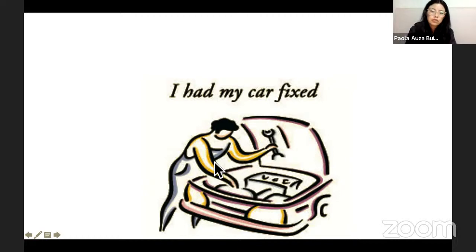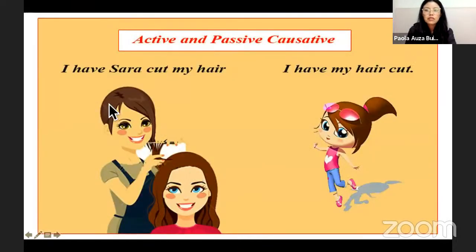Let's see another example. Bianca, could you read the first sentence, please? I have Sarah cut my hair. All right. So here, we easily recognize what's going on because of the picture. Now I have someone else cut my hair, no? And in the second one, Bianca, could you continue here? Okay. I have my hair cut.